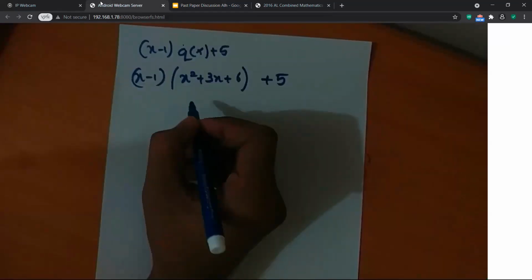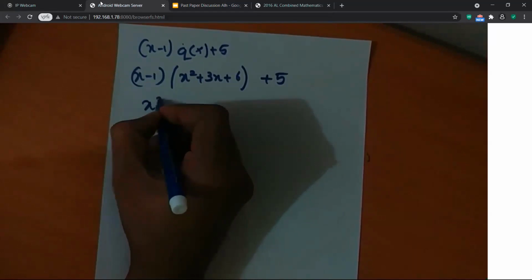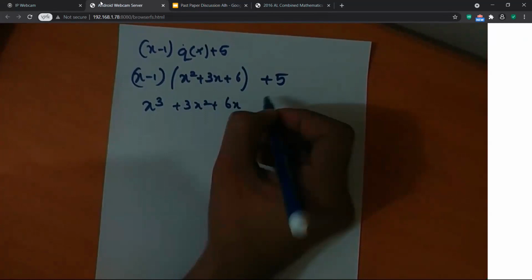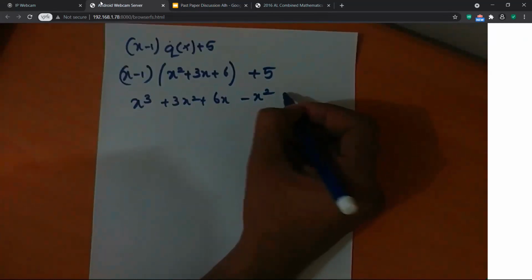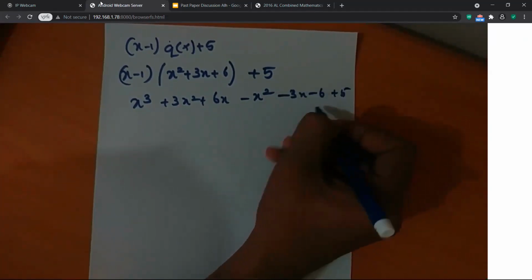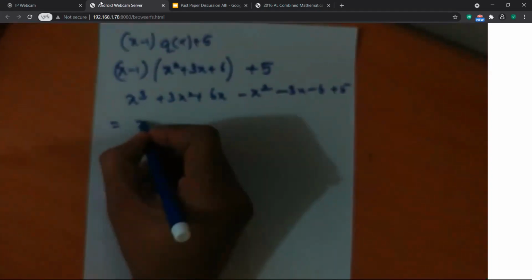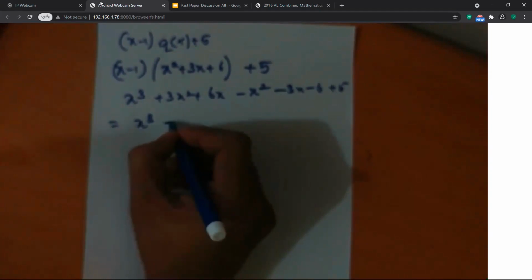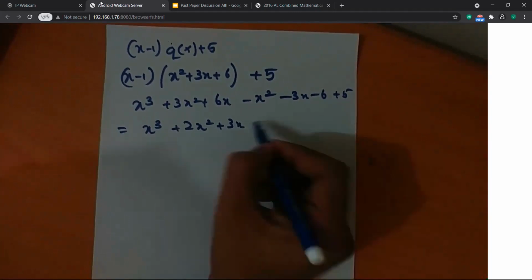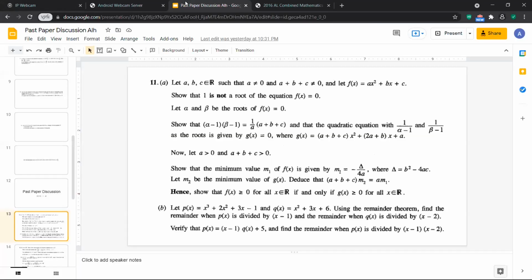And now what we need to do is simplify. x times this is x cubed plus 3x squared plus 6x, minus x squared, minus 3x, minus 6, plus 5. If you simplify this, you get x cubed, 3x squared minus x squared is plus 2x squared, 6x minus 3x is plus 3x, minus 6 plus 5 is minus 1. Is this p(x)? Yes. So this is equal to p(x). So we verify that p(x) is equal to (x minus 1) times q(x) plus 5.